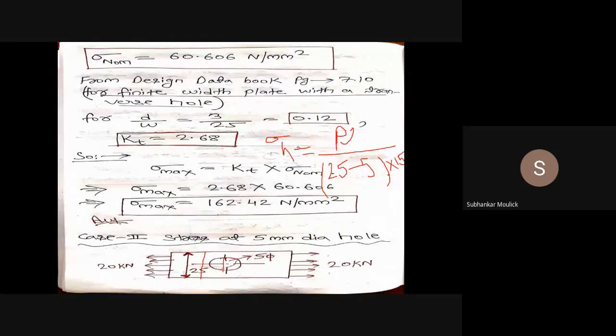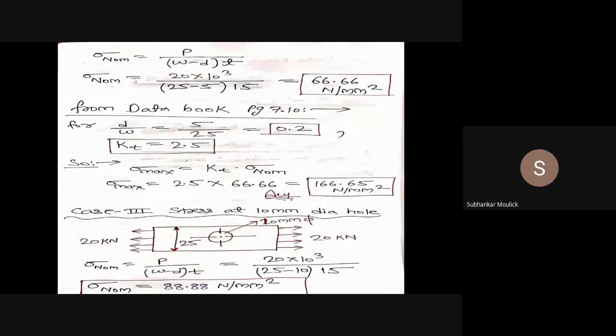So the thickness is 15 mm. P is 20 kilonewton, that is 20 into 10 to the power 3. You will solve this particular expression, so you will get the value of nominal stress, and that nominal stress is coming out to be 66.66 Newton per mm square. Is it clear?